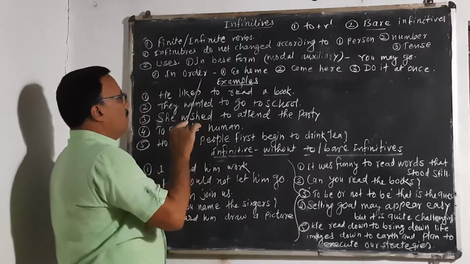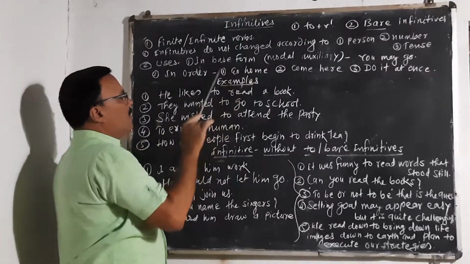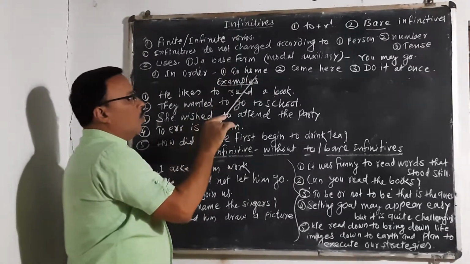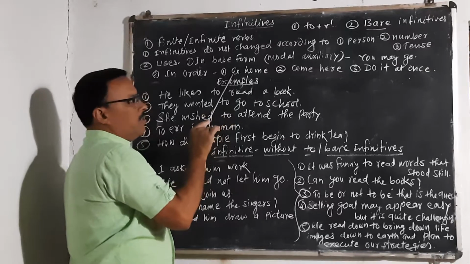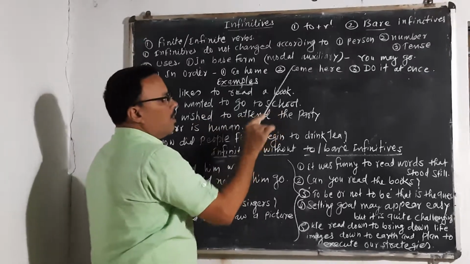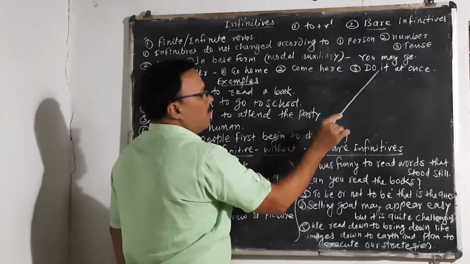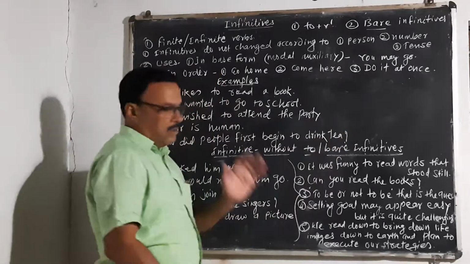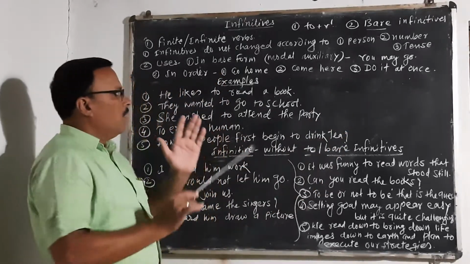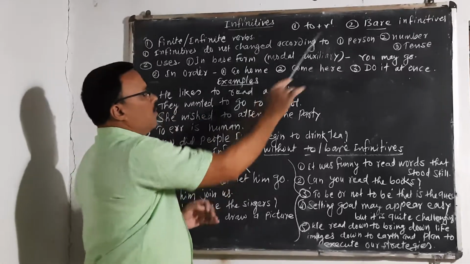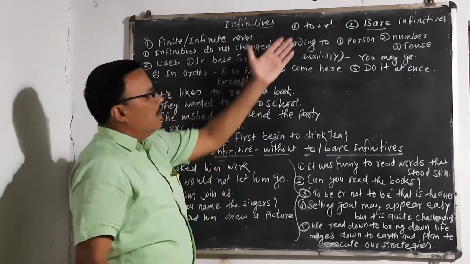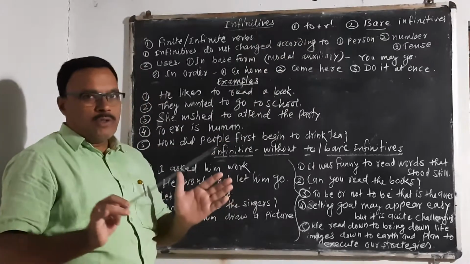Then again we use infinitives in orders. Go home, go is the infinitive. Come here, come is the infinitive. Do it at once, do is the infinitive. Means these are the infinitives without to, we can say they are the bare infinitives.